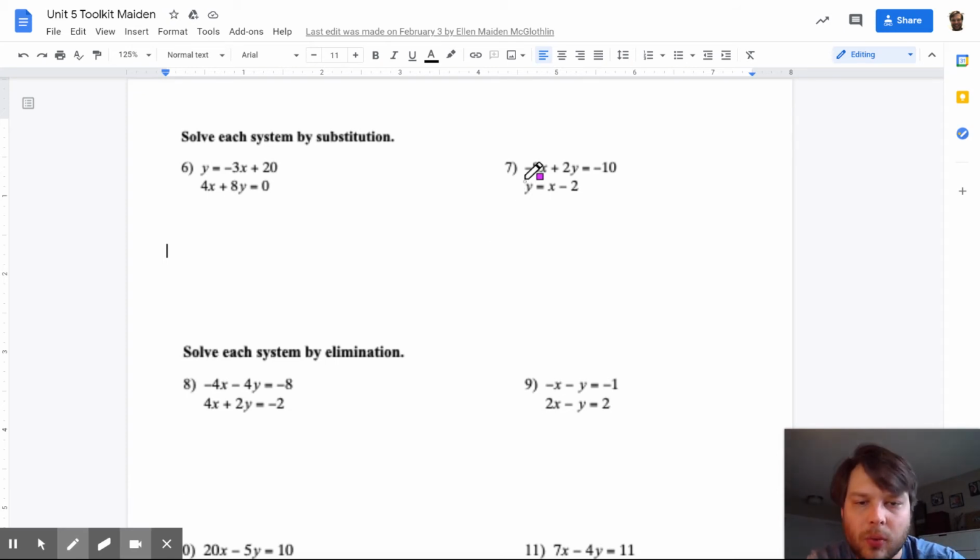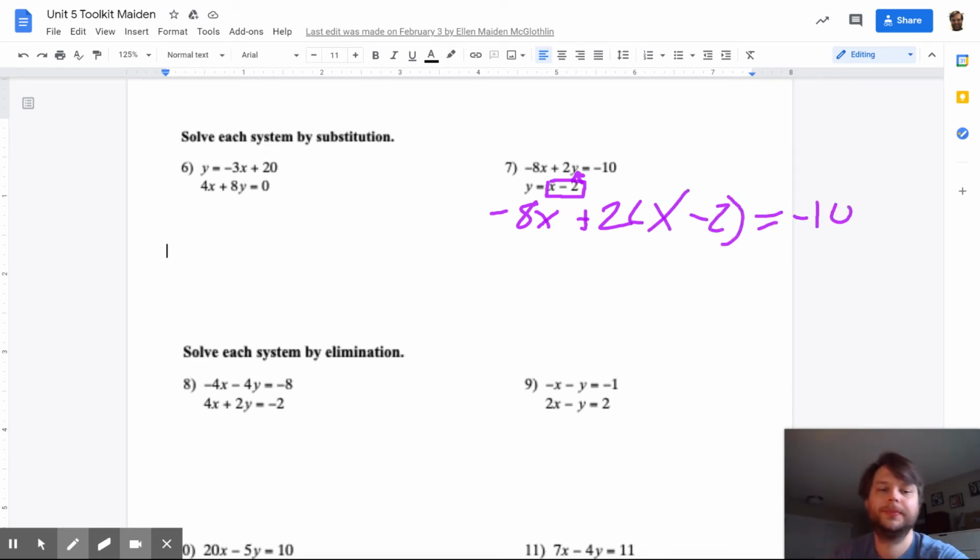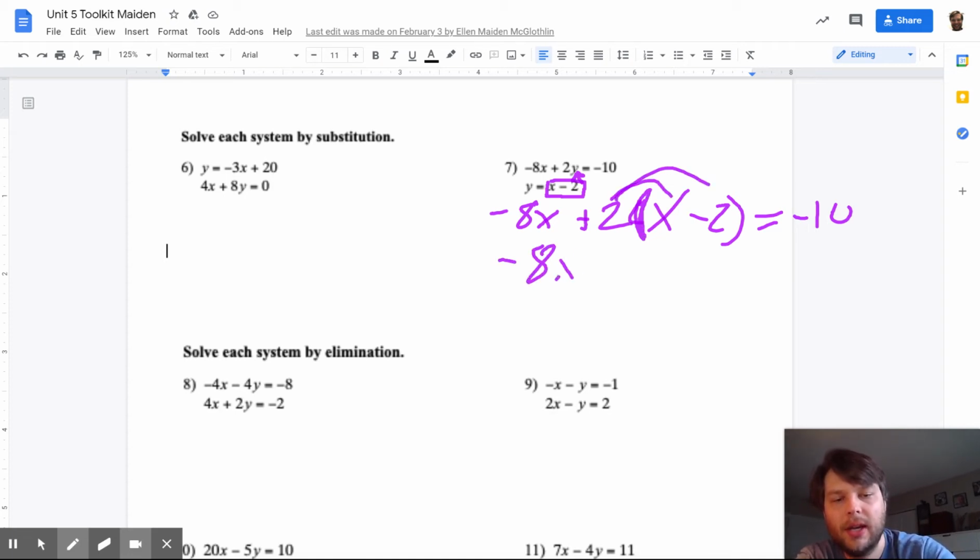So number 7, we have y equals x minus 2. Same basic idea. I can just grab x minus 2 and substitute it for the letter y. So then my top equation becomes negative 8x plus 2y equals negative 10. Same sort of thing. When you see a number touching parentheses, you distribute the number. So negative 8x plus 2x, and then 2 times 2.